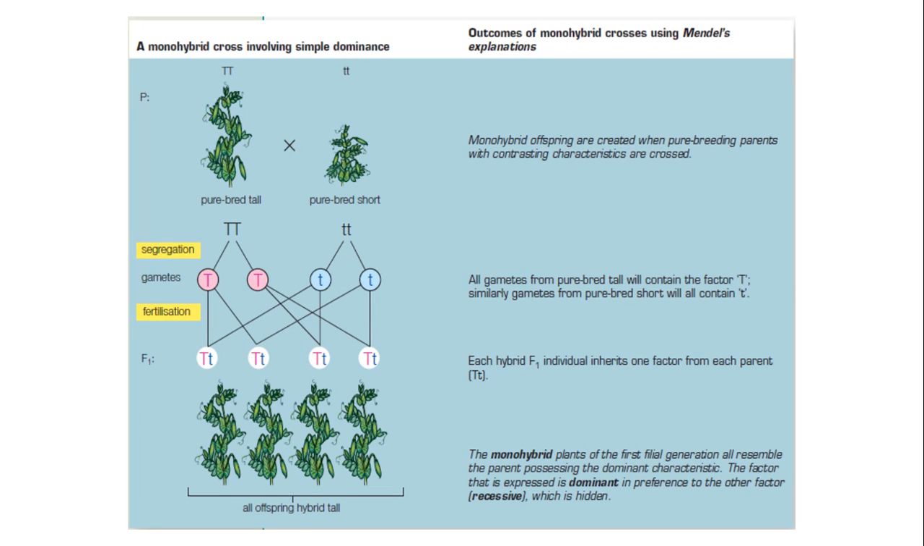We can see here that the law of segregation tells us that each allele is inherited separately, so that all of the gametes from the purebred tall will contain the factor T, and all will contain the lowercase t, so that all of the F1 generation, the first generation, all of the individuals there inherit one factor from each parent. In this case, all of the offspring are tall, but because they are heterozygous, which means they have a dominant and a recessive allele, they'll be displaying the dominant trait, which is tall in this case.